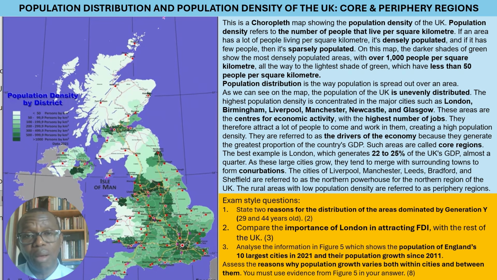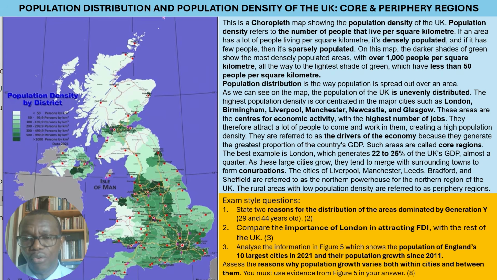When we are talking about densely populated areas, we are talking about major cities such as London, Birmingham, Liverpool, Manchester, Newcastle, and Glasgow. These are referred to as the urban cores here in the UK. These areas are the centers of economic activity with the highest number of jobs. They therefore attract a lot of people to come and work in them, creating a high population density. And they are referred to as the drivers of the economy because they drive the GDP of the country.